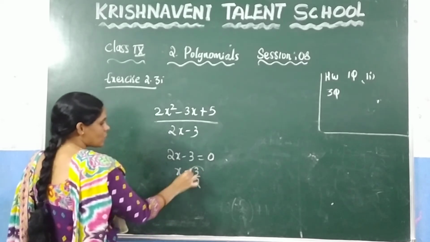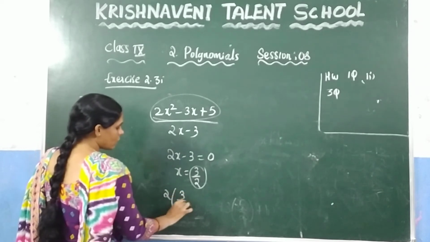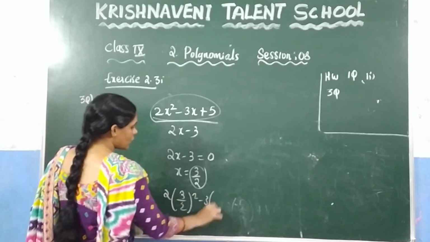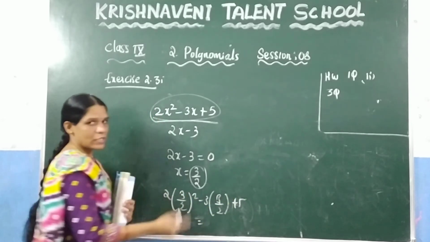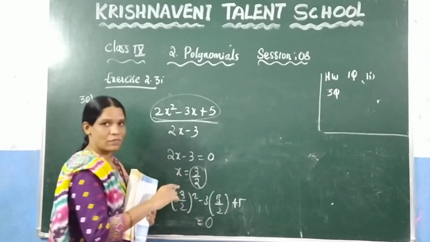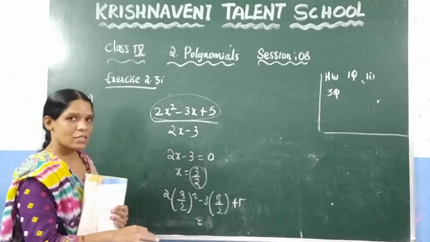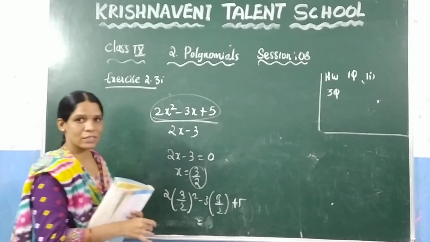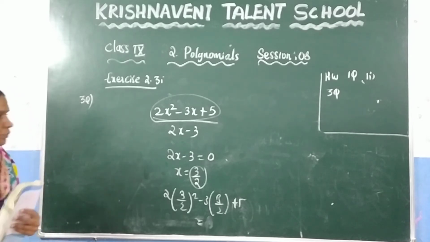Now, just substitute 3 by 2 in this equation. So, what you get? 2 into 3 by 2 whole square minus 3 into 3 by 2 plus 5. If you solve this one, you will get some answer. If you are getting 0, you can say that it divides exactly. But if you are getting the remainder not 0, you can say that it does not divide exactly. This is our homework question. Now see the fourth question.